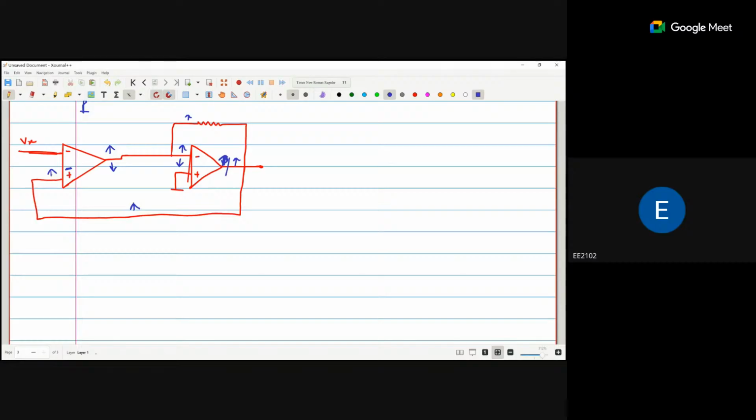Because two negatives are in the feedback. For the first op amp, two negative terminals are in the feedback, so two negatives multiply and become a positive. So we are getting the same phase signal at the output. Understood? That means where Vx is connected, this terminal is negative and the other terminal is positive to maintain a negative feedback.